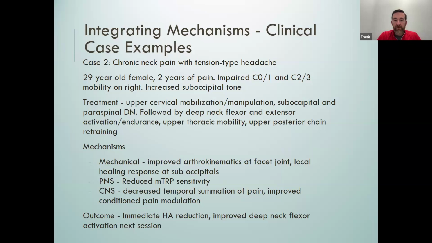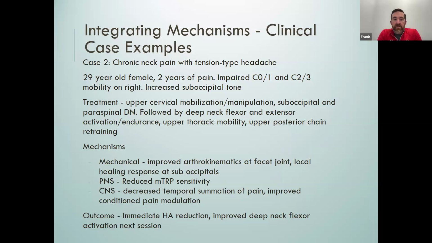So, again, three mechanisms. Mechanical: we've got some improved arthrokinematics at the facet joint. With the needling, maybe some local healing response at the suboccipital. So we've increased ATP, some better blood perfusion at the area to then flush out and wash out substance P, some of those inflammatory chemicals.